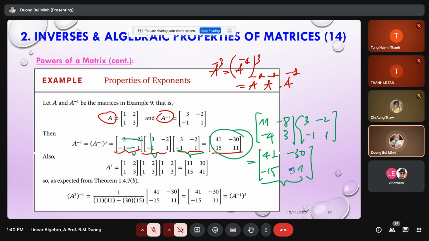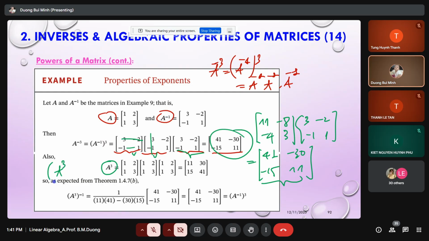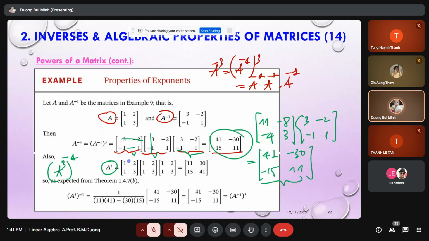Anyway, you need to practice by doing exercises, and you can understand more. We can calculate the inverse, or we can calculate A to the power of 3 and then take the inverse. That's okay. A to the power of 3 means A times A times A, you get this one, and then you take the inverse of A to the power of 3. You get the same result. It's up to you.